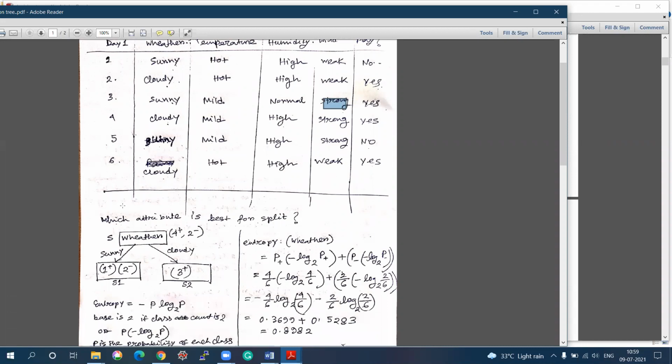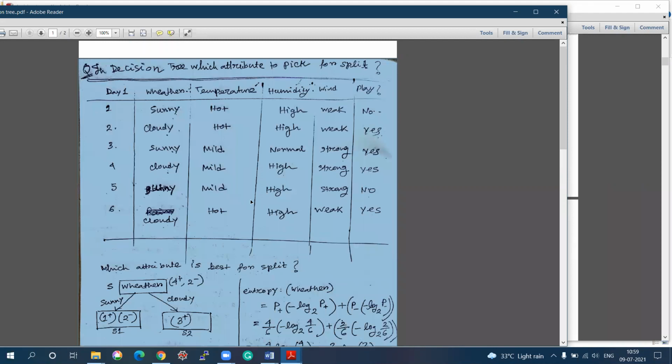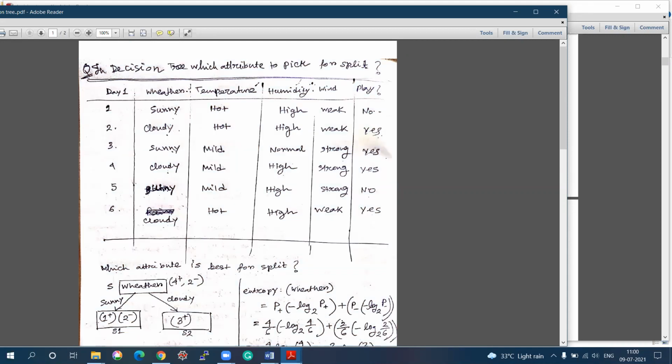Now, which attribute is best for splitting? We don't know which attribute we should pick for splitting, so we have to check each of the attributes. हम लोग को हर एक attribute को उठा के check करना है कि कौन सा अच्छा है. तो पहले हम लोग क्या किए, weather को pick किया. तो weather कितना है, how many entries are there in weather? So 6 entries. वेदर के लिए 6 वैल्यू है, एक है सनी, फिर क्लाउडी, फिर सनी, फिर क्लाउडी, फिर सनी, फिर क्लाउडी.